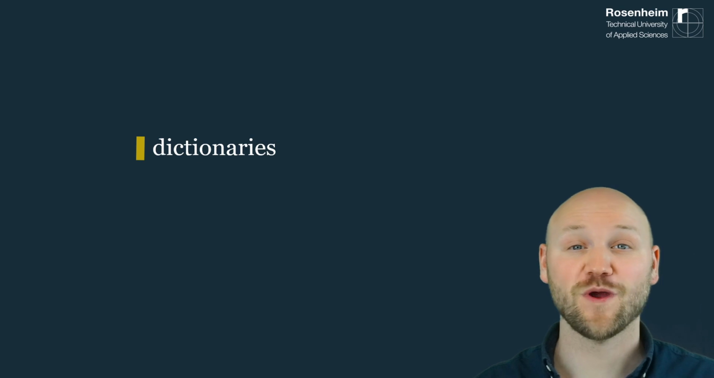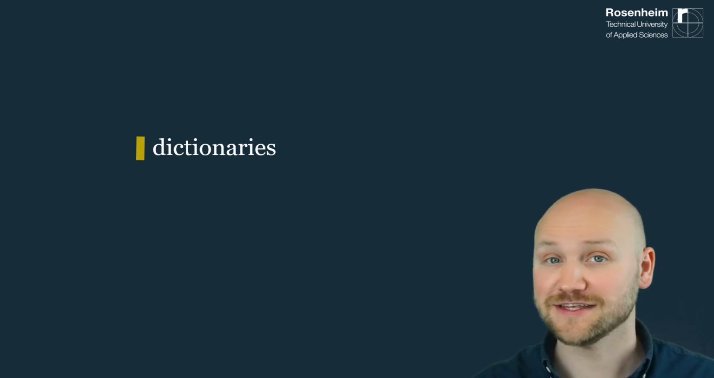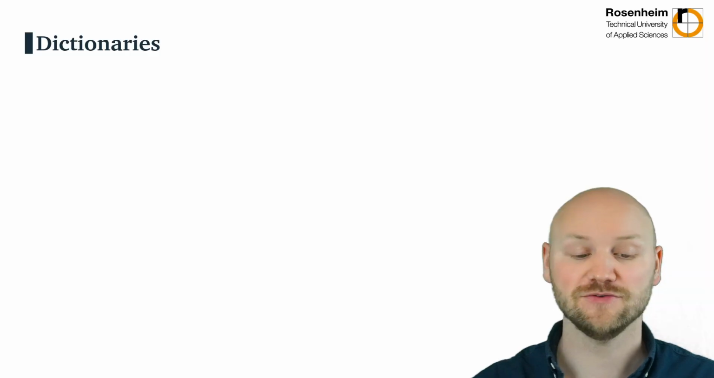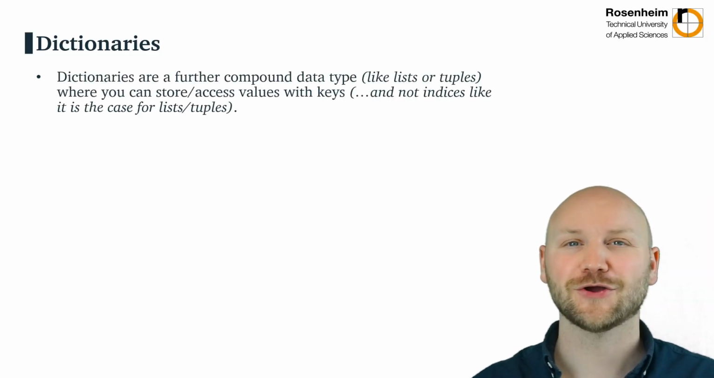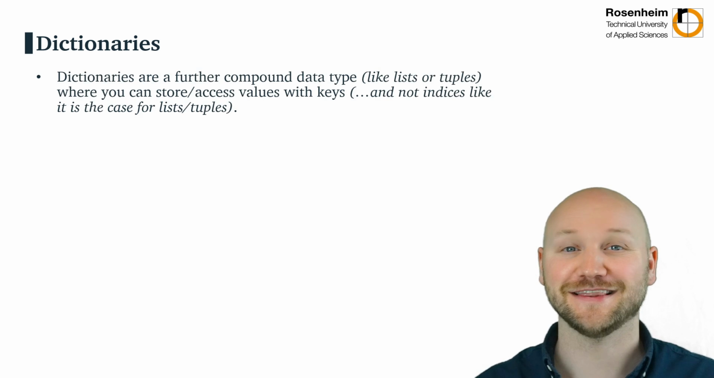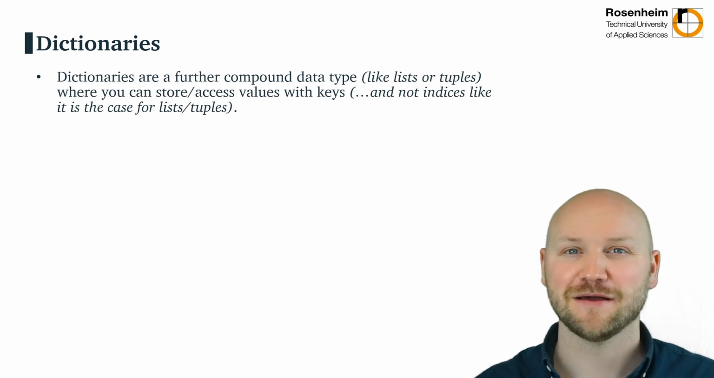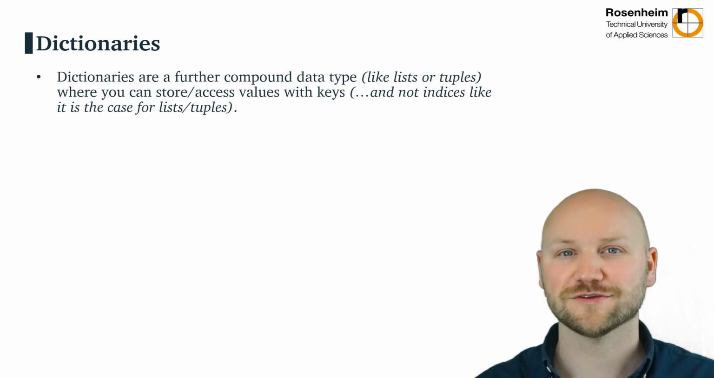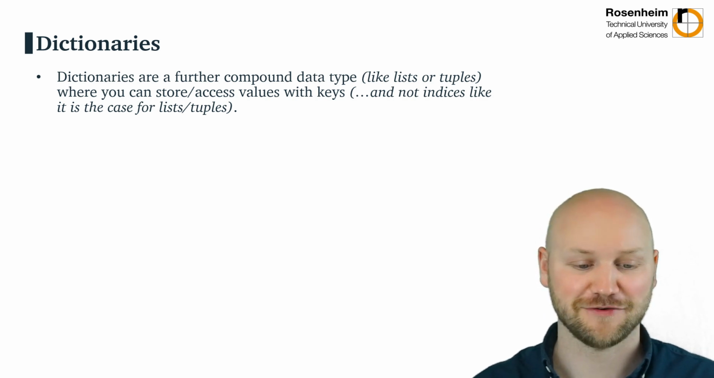Welcome to this video where we are talking about dictionaries, and this is another data type to store multiple values that we also call compound data types. List was another compound data type, but now it's a bit different. We are not storing values by indices, we are storing them by keys, like in a dictionary.